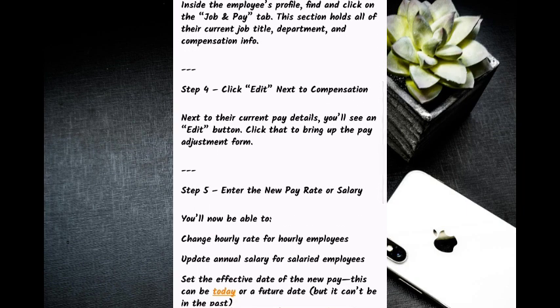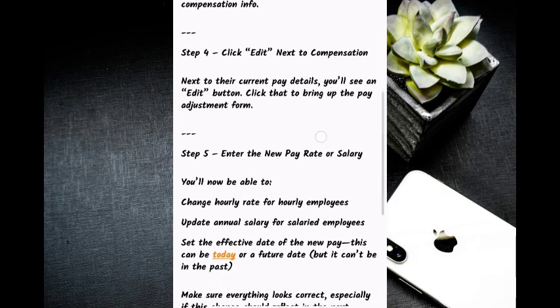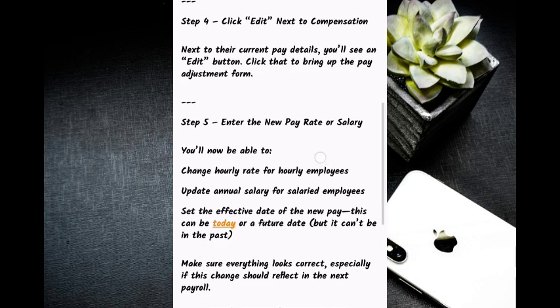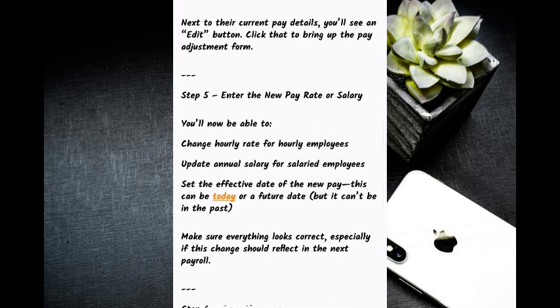Step 5, enter the new pay rate or salary. Now you will be able to change hourly rates for hourly employees, as well as update annual salaries for salaried employees. You can also set the effective date of the new pay, and this can be today or a future date, but of course it can be in the past. Now make sure everything looks correct, especially if this change should reflect in the next payroll.